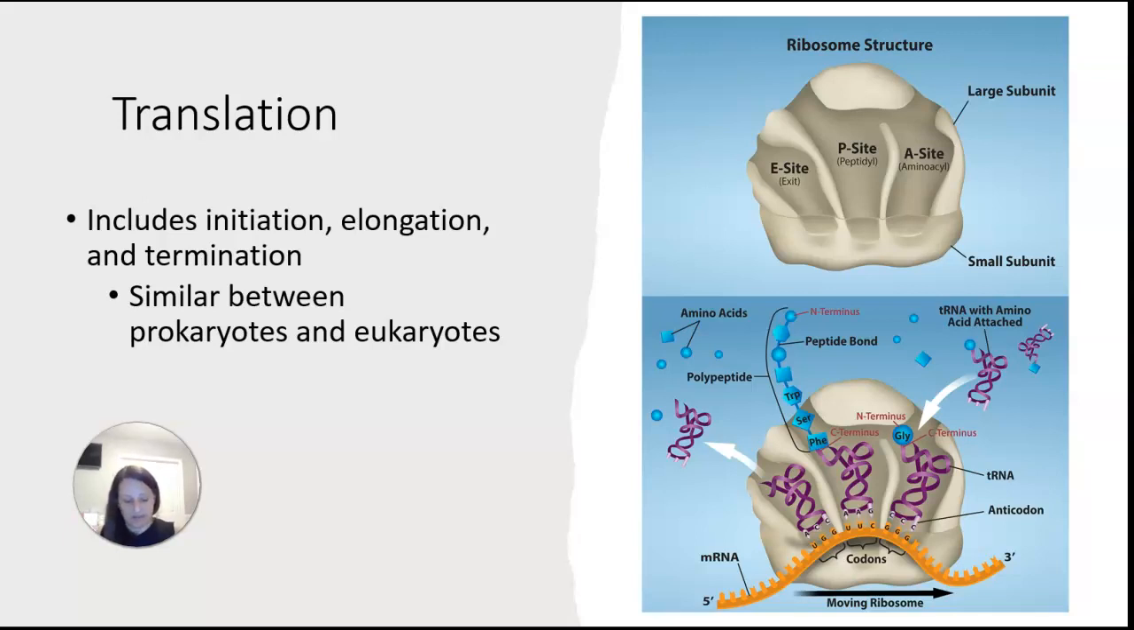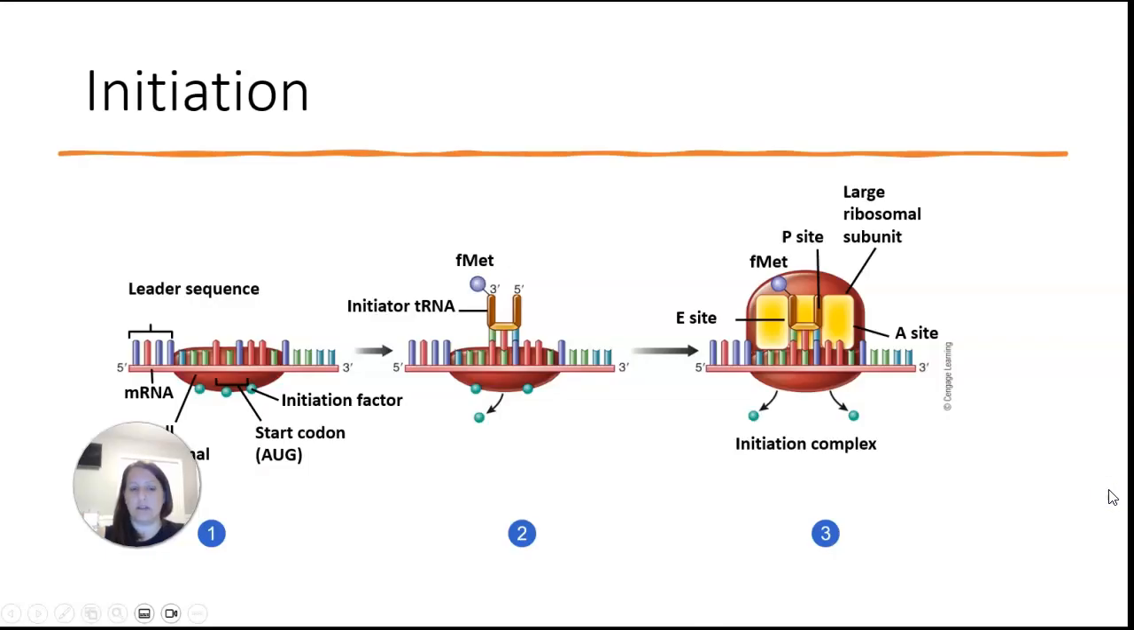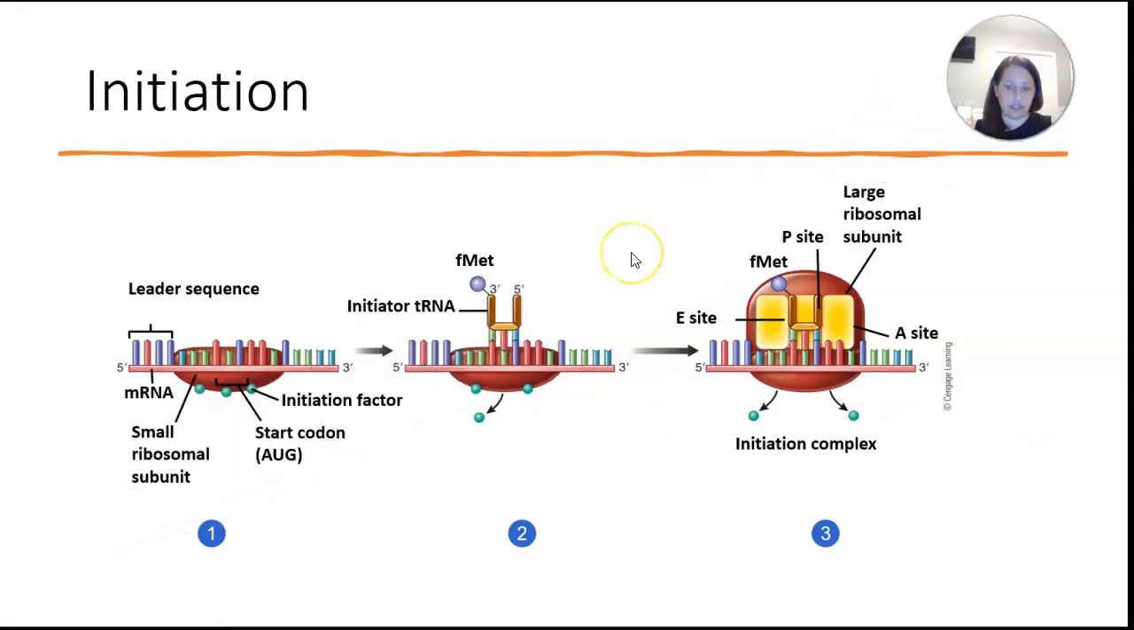So let's talk about the steps. Whether we're talking about prokaryotes or eukaryotes, it's the same 3 phases, with some subtle differences that we'll mention. The 3 stages are nice and easy, just like we saw in transcription. For translation, it's initiation, elongation, and termination. So the steps stay the same. Remember, we're going from mRNA to protein here. In transcription we went from DNA to RNA, and now in translation, we're going to go from RNA to protein. So this is initiation.